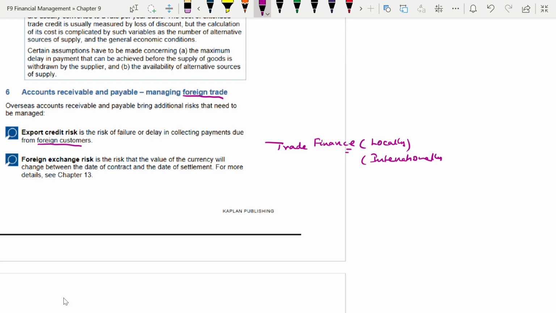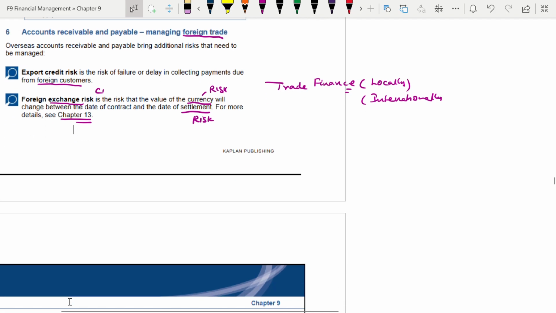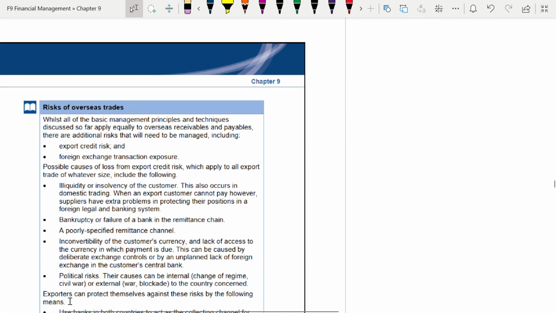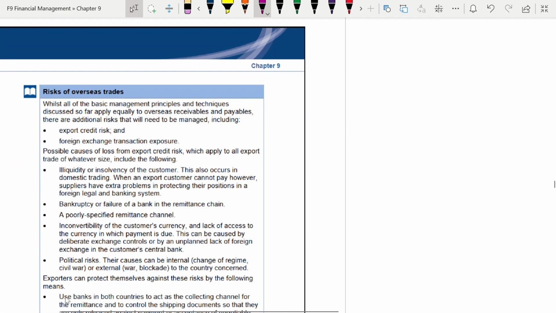There is a foreign exchange risk, a currency risk. There will be a settlement risk. So as I told you just now, we are going to cover this in chapter 13 in detail. They are giving you some more information.